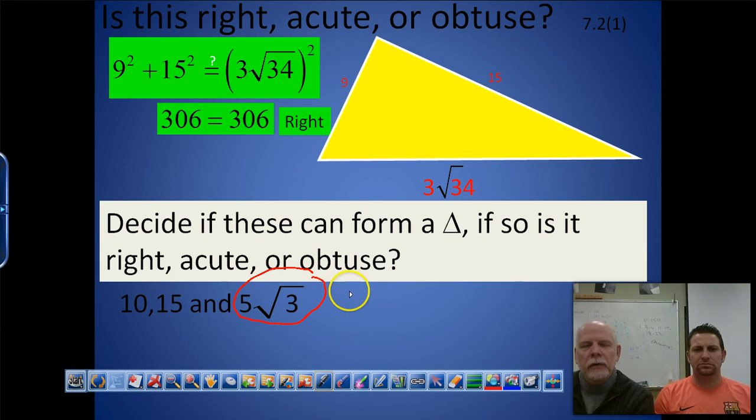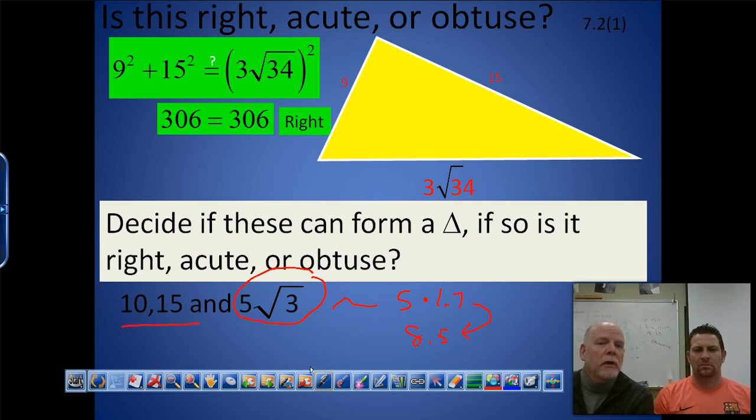For that 5 radical 3, we just need to get a feel for how long that is. The 3 is somewhere between 1 and 4, so the square root of it is somewhere between 1 and 2. It's about 1.7, the square root of 3, so when we multiply those two together, it's going to end up being about 8.5 or so. So we have 10, 15, and about 8.5 for that third side.